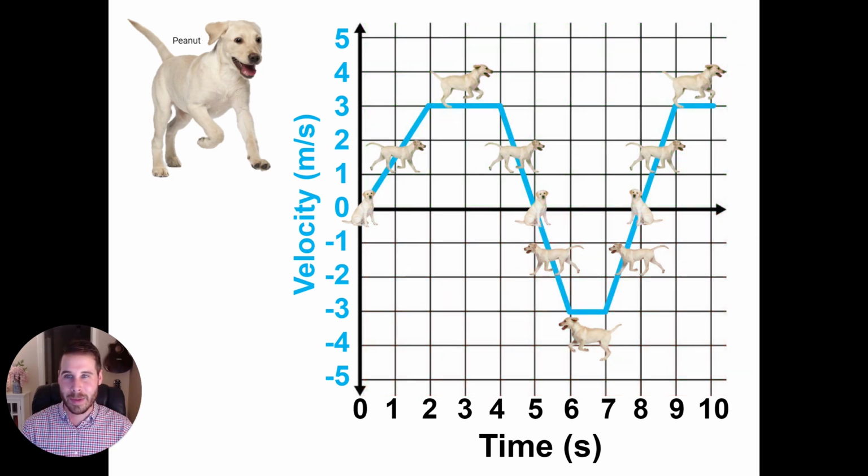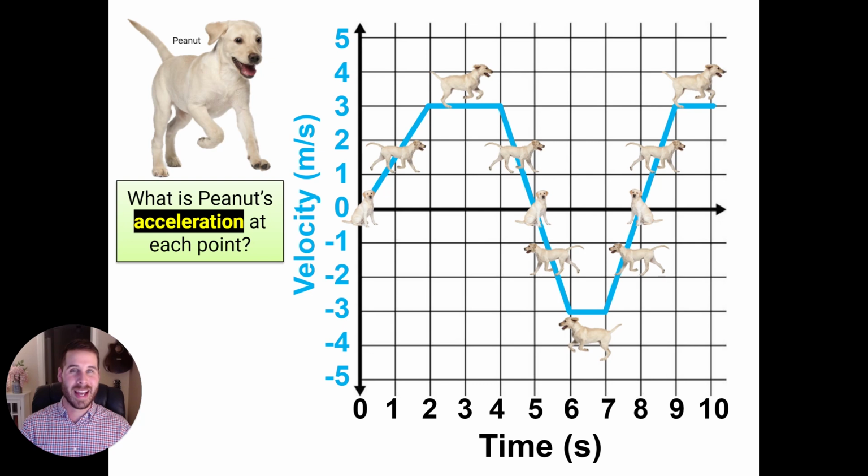So a question you could ask about this graph is, what was Peanut's acceleration for all the different parts of this graph? His acceleration isn't just going to be one value, it's something that could change as time goes on, so we'd have to look at each section of the graph separately to answer this question. But first, what strategy are we going to use to answer the question?